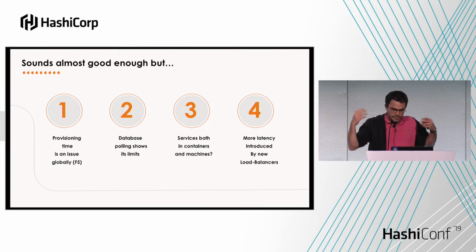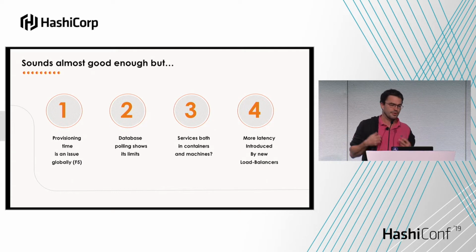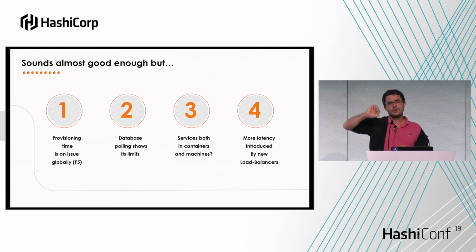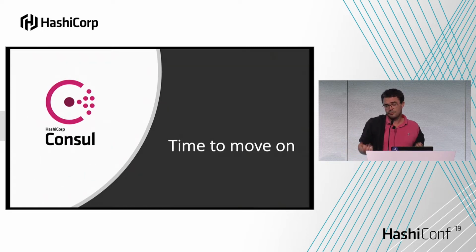So all of this was kind of working, but we had too many limitations. Provisioning time and database polling showed their limits. The health check was a real issue. For services, both in containers and on machines, we had the same issues about load balancing the traffic. And finally, having a load balancer in front of Mesos caused an increase of latency, and we didn't want that. So it was time to move on.